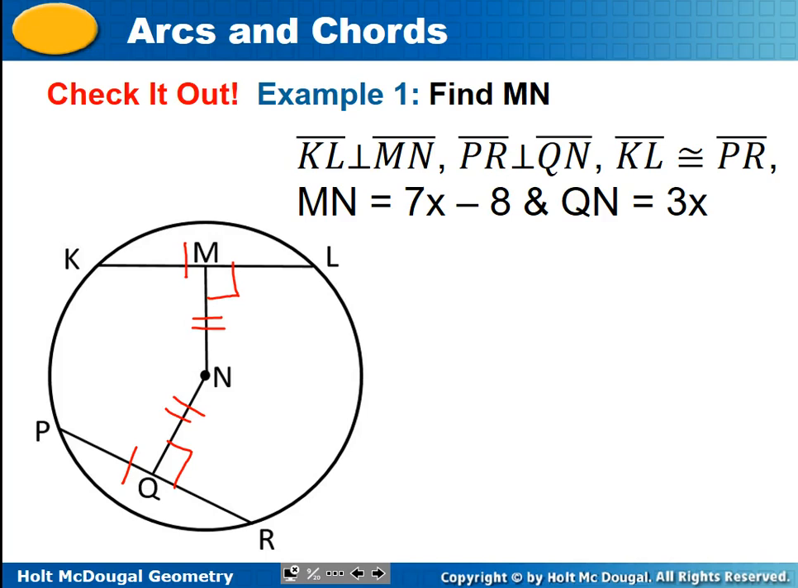Now let's go ahead and label these. So MN was 7x minus 8 and QN was 3x. What we're going to do once again is set these equal to each other to solve the problem.